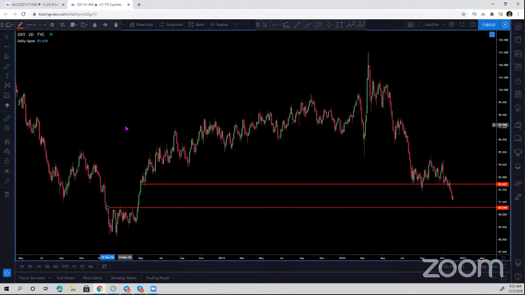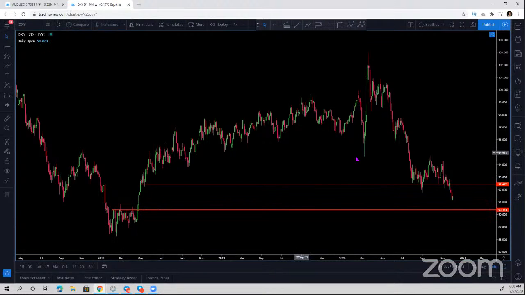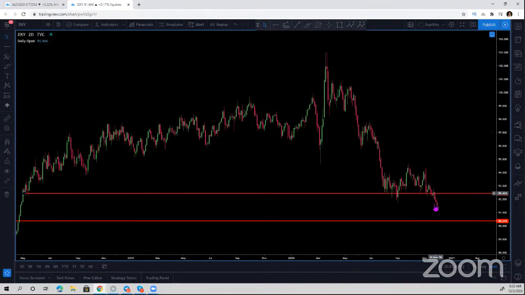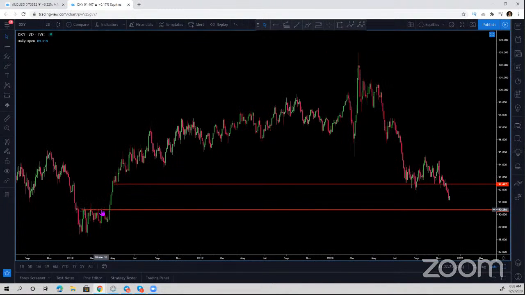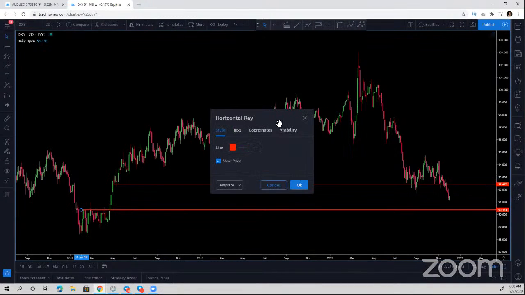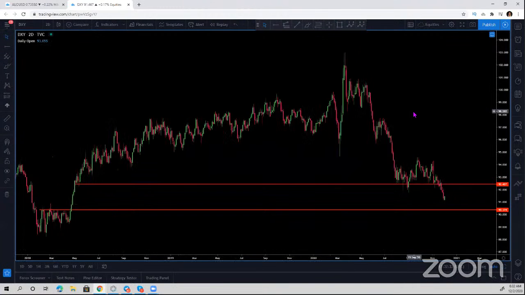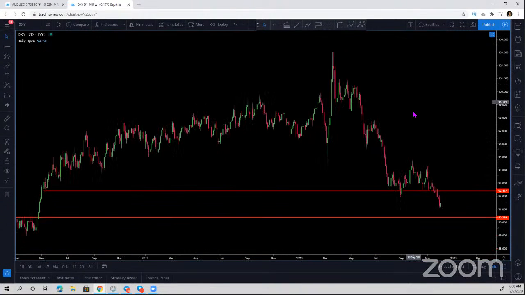And as I see it, there's absolutely no level between price action right now and the 93.37. No, the 90.33 actually, right? So what I'm looking at is the possibility of shorting the US dollar on a rally to the previous lows.